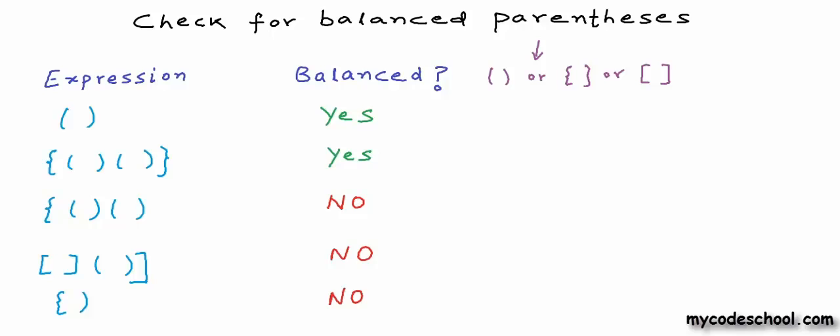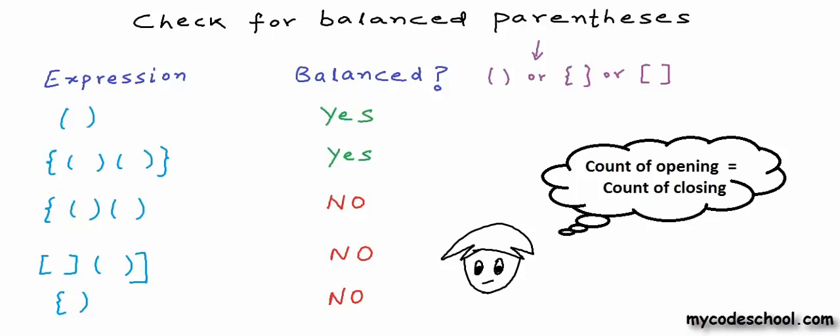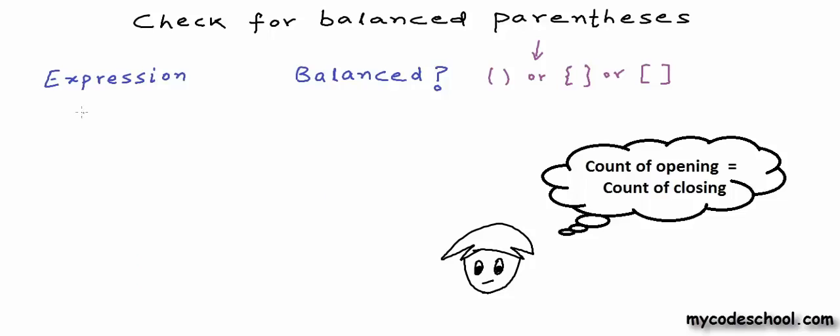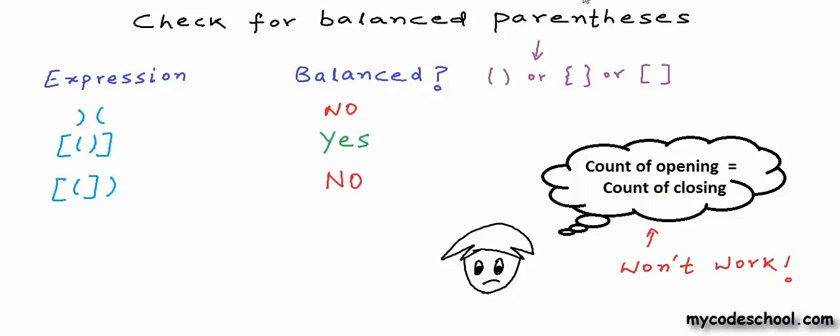One straightforward thing that comes to mind is that because we should have a closing counterpart for an opening parenthesis or opening curly brace or opening square bracket, what we can do is we can count the number of opening and closing symbols for each of these three types, and they should be equal. So the number of opening parentheses should be equal to number of closing parentheses, and the number of opening curly braces should be equal to number of closing curly braces, and same should be true for square brackets as well. But it will not be good enough. This expression here has one opening parenthesis and one closing parenthesis, but it's not balanced. This next one is balanced, but this one with same number of characters of each type as the second expression is not balanced. So this approach won't work.